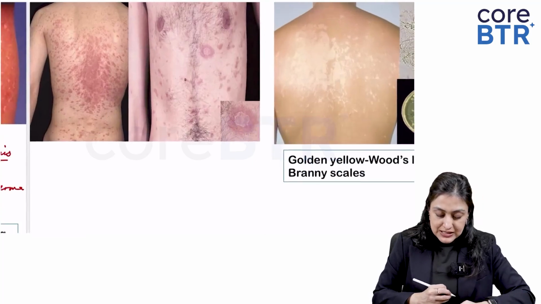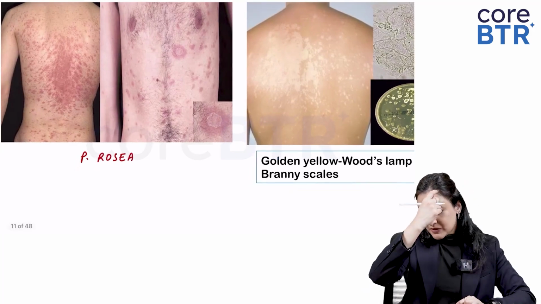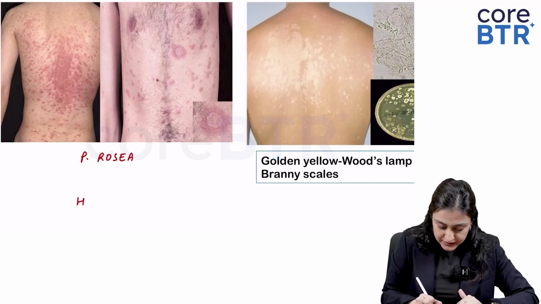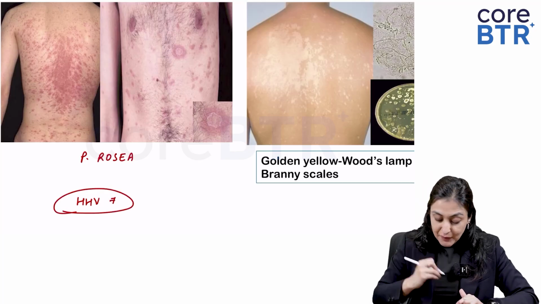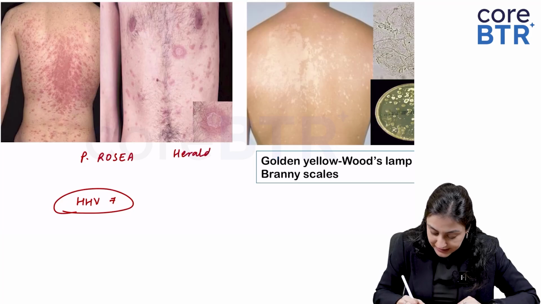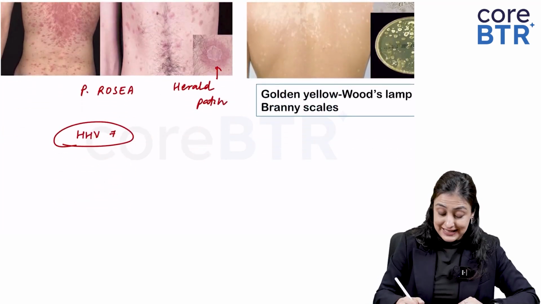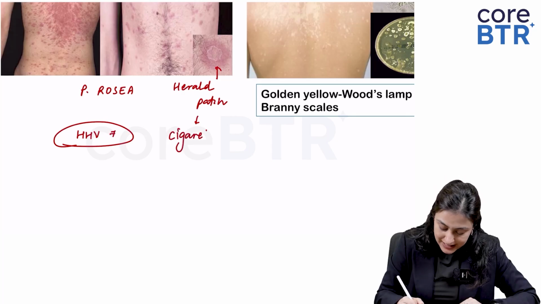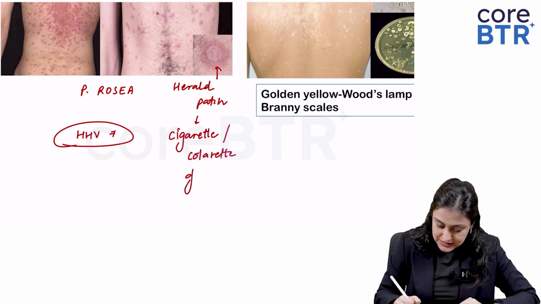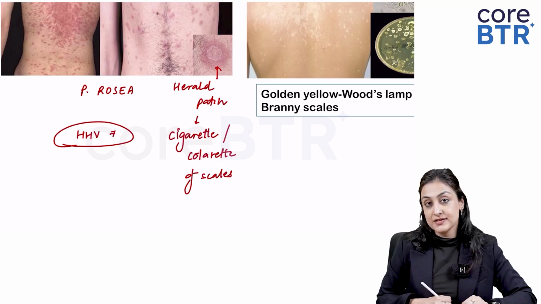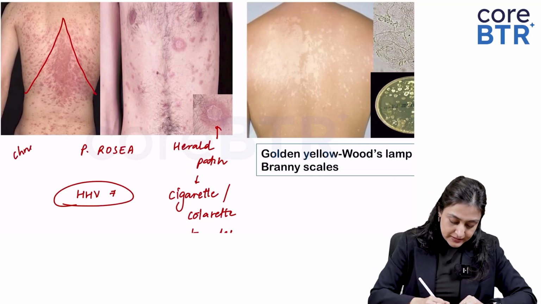Something that they love to ask is this disease. What is this? This is pityriasis rosea. What is pityriasis rosea? This is associated with HHV 6 and 7. If asked to choose one, HHV 7. This is where it starts off with a herald patch, starting patch, one lesion, and that lesion has these scales. These have been asked. These are called cigarette paper or collarette of scales. And eventually the lesion spreads out on the trunk as a Christmas tree pattern.